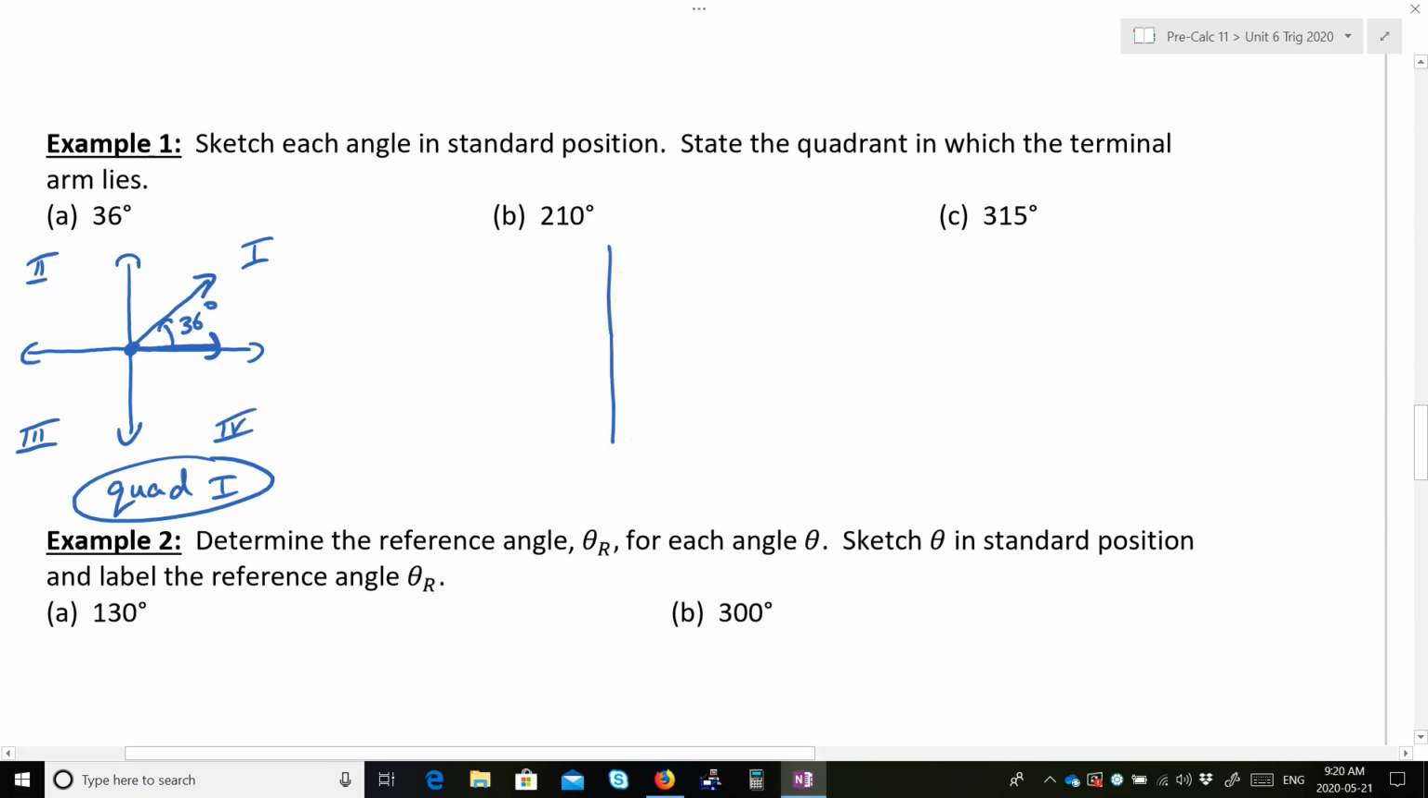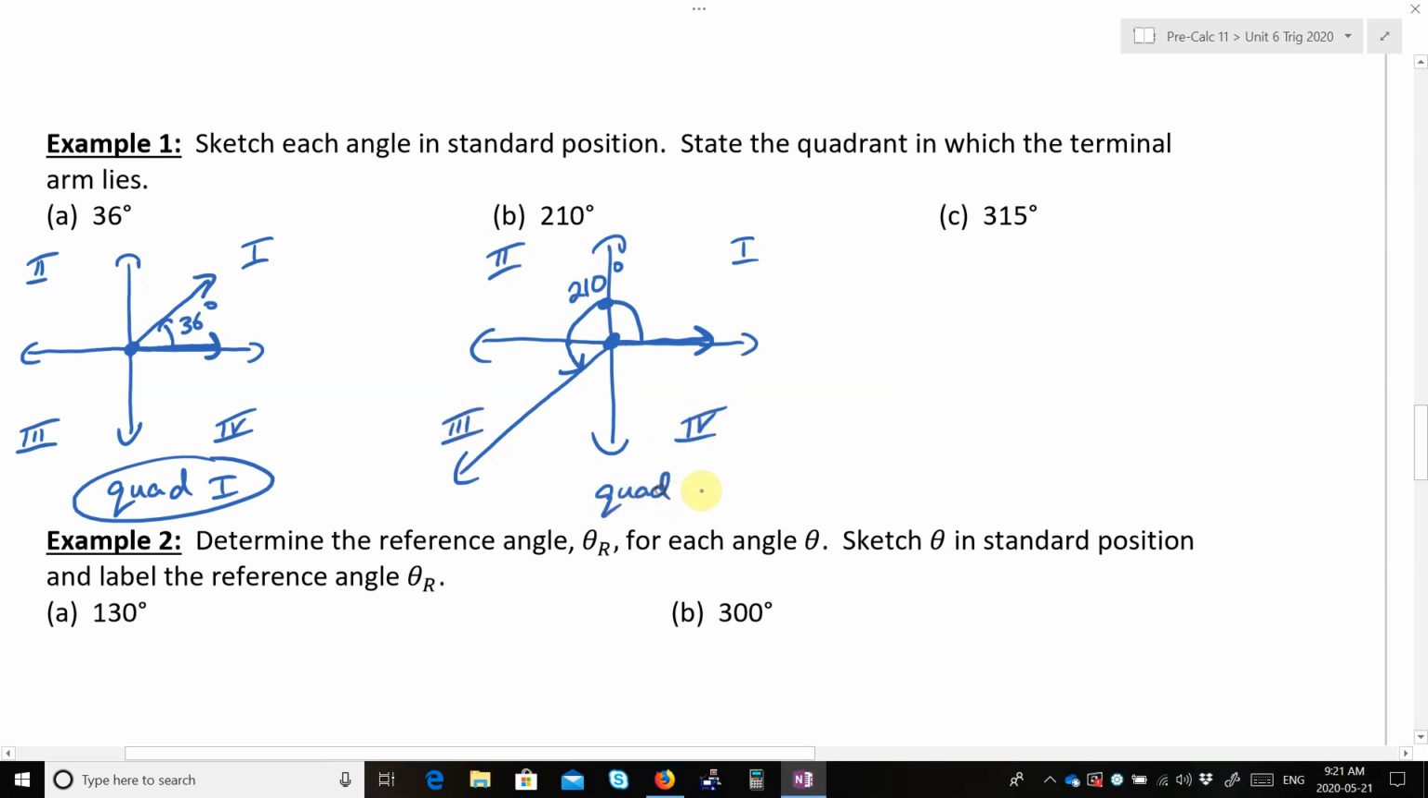All right, how about letter B here, 210 degrees. Start with the initial arm right on the positive x-axis. That's 90 degrees. That would be 180. And to the next line, 180 plus 90 is 270. So 210 should be somewhere in here. Okay, there's 210 degrees. And then you can see that the terminal arm is in quad 3.